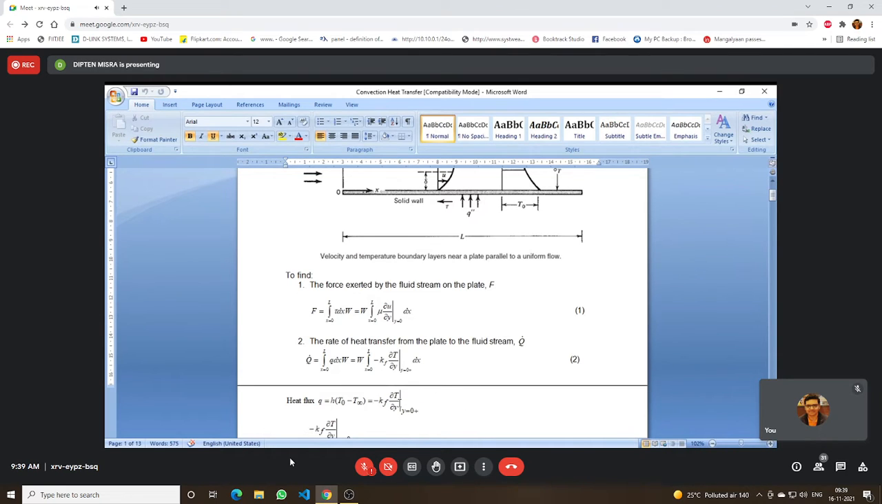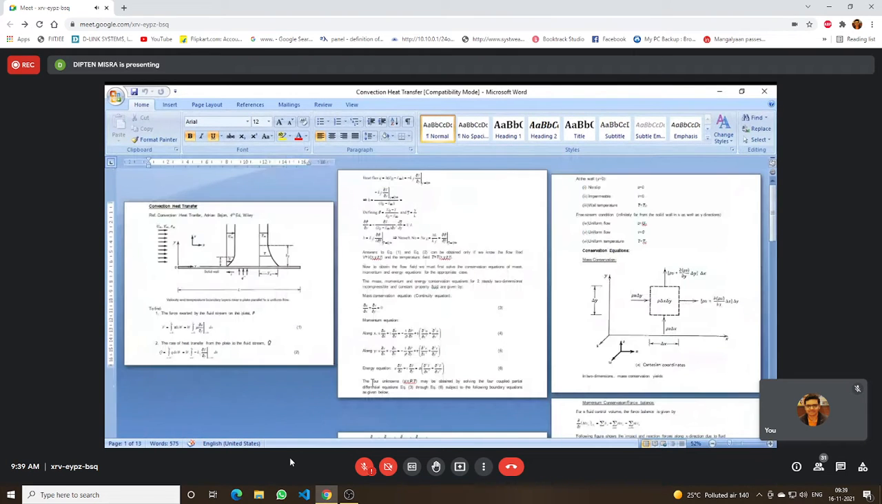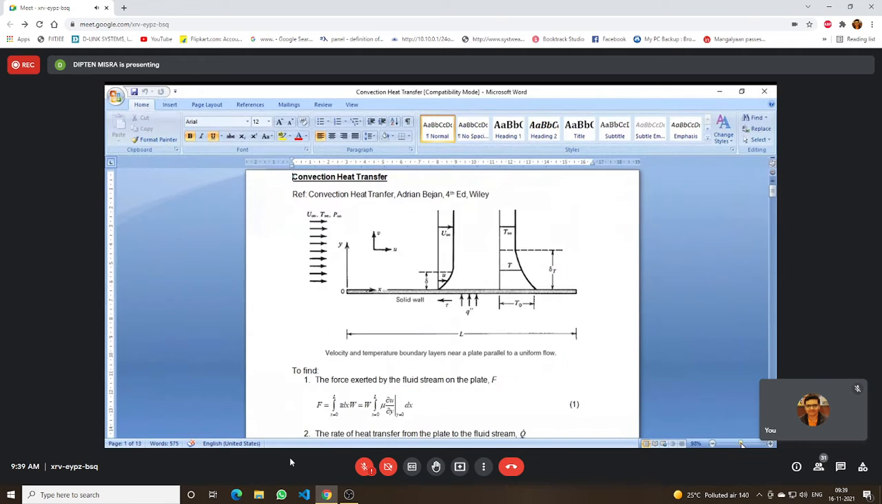So we can find out the heat flux, and also the value of h, provided we know the temperature gradient in the y direction at y equal to 0. If we can find out the temperature gradient, we can find out the heat flux, and if we integrate that heat flux over the entire plate, we can get the total rate of heat transfer over the entire plate.